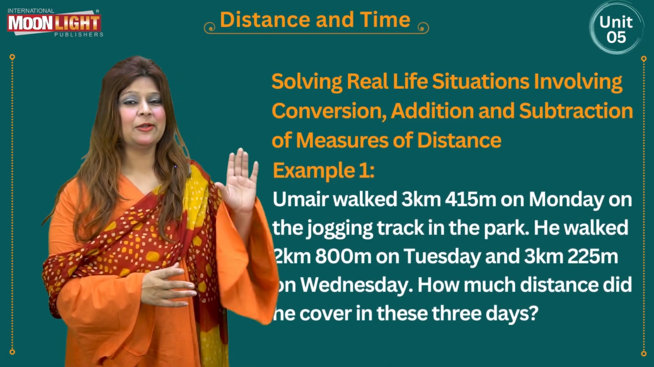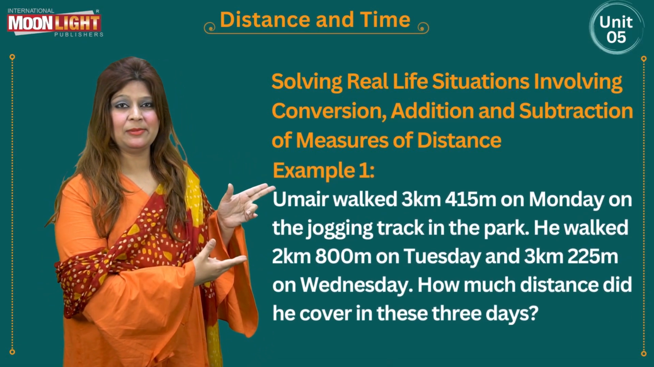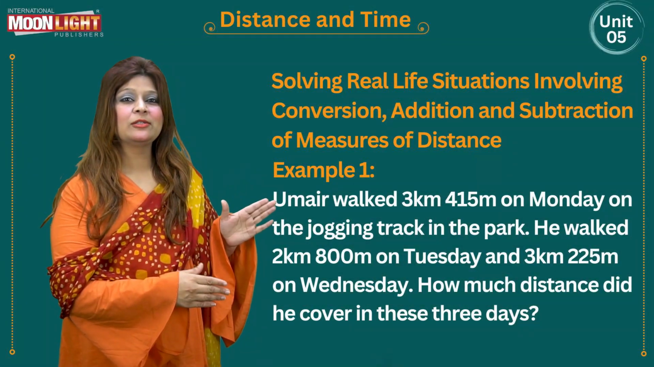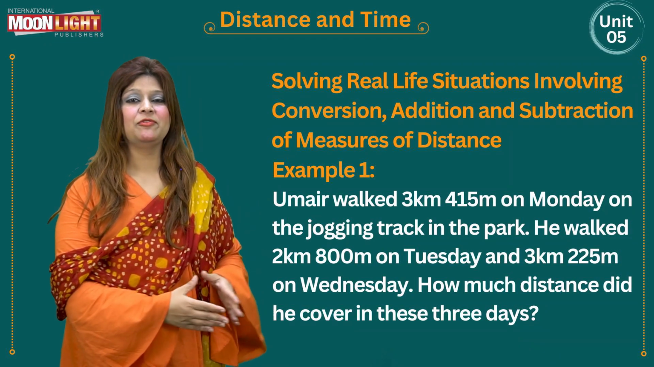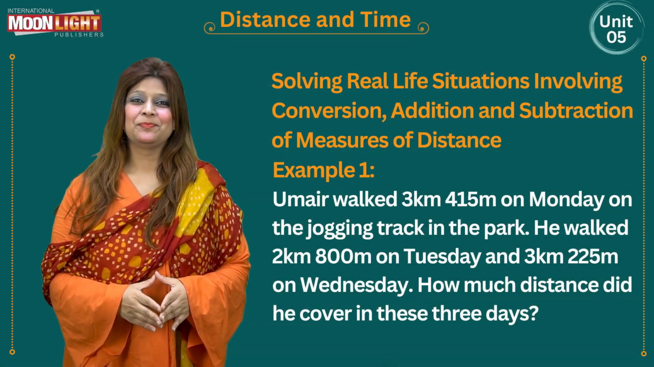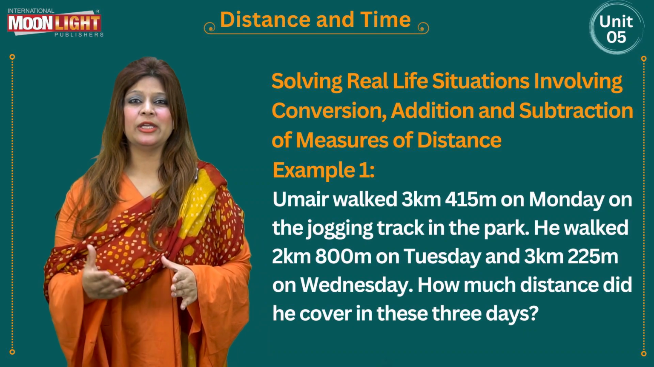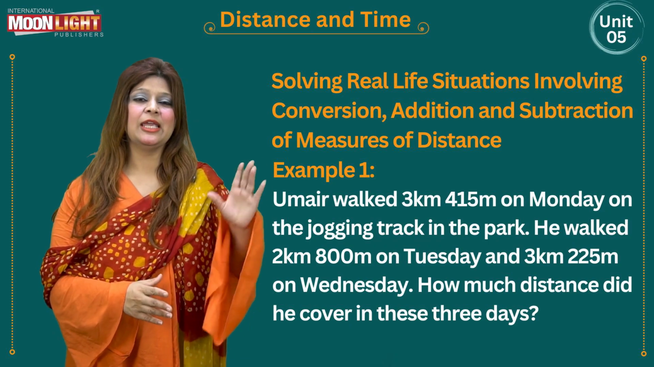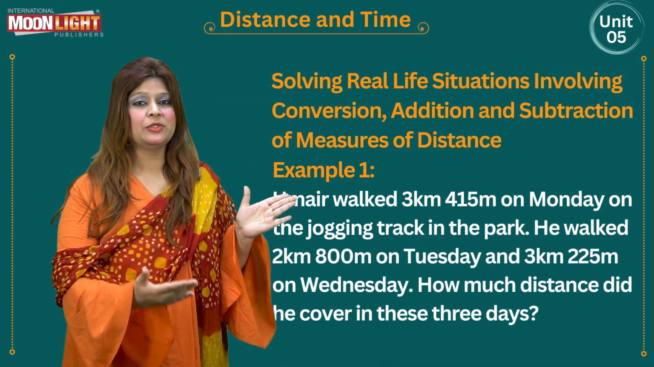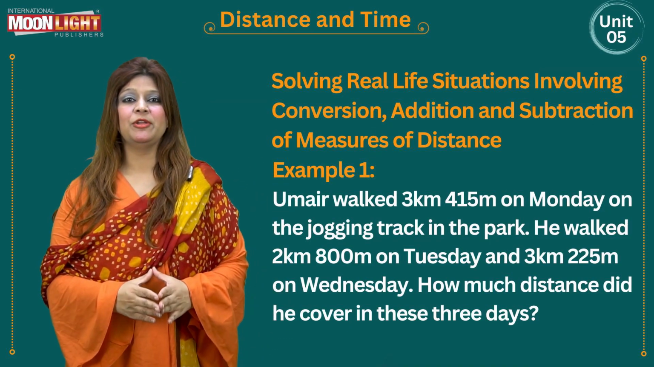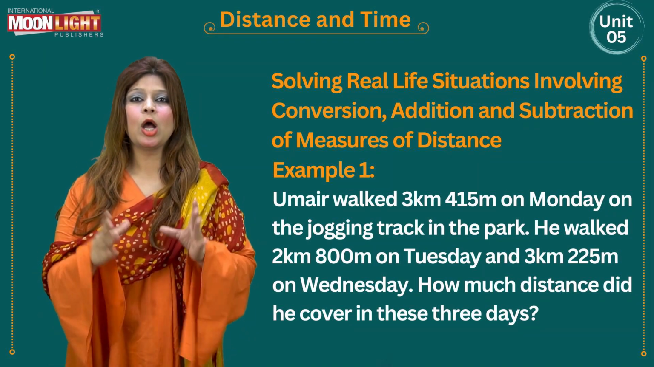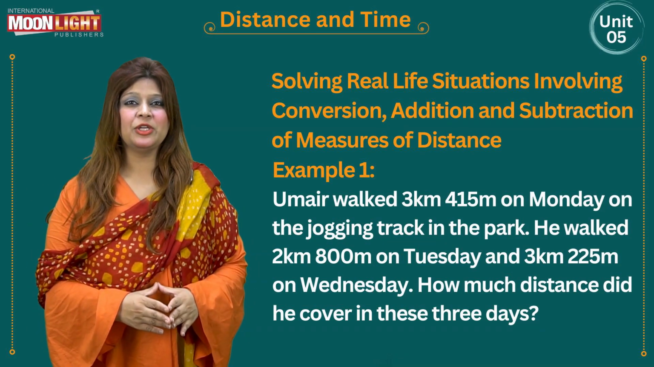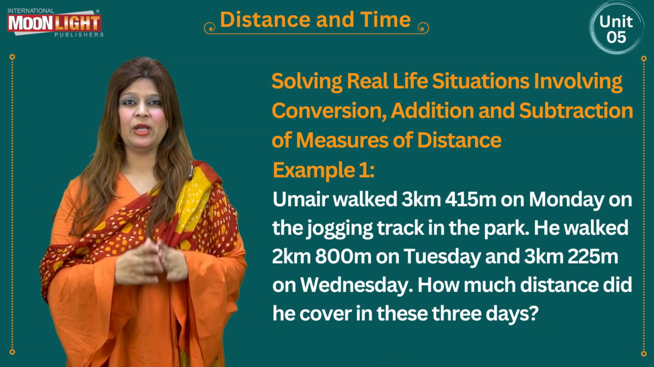So right now we are going to have statements over here. This is example number 1. Umar walked 3 kilometer 415 meter on Monday on the jogging track in the park. He walked 2 kilometer 800 meter on Tuesday and 3 kilometer 225 meter on Wednesday. How much distance did he cover in these 3 days? So this is what we are going to find out.